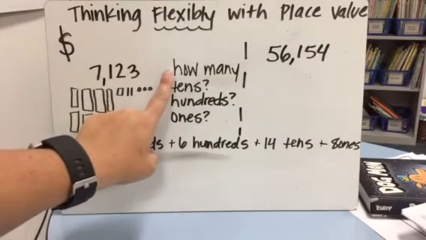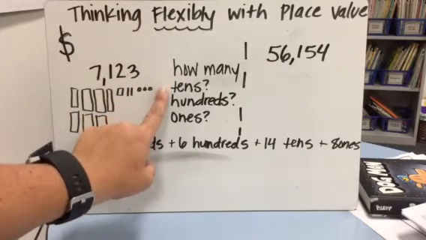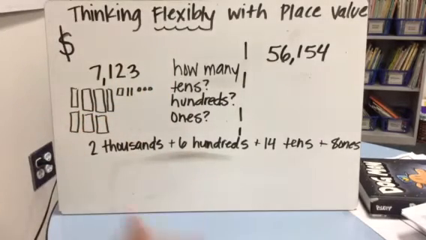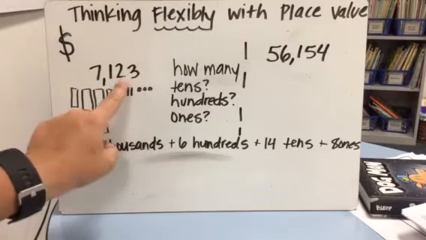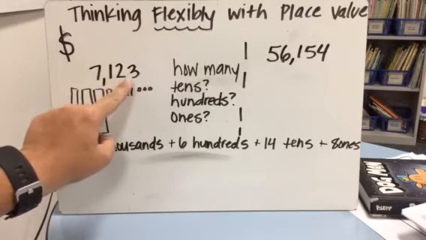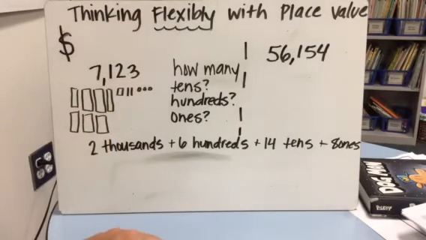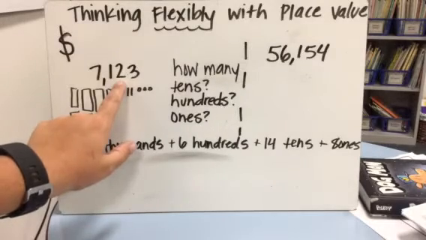So a lot of times someone might be asked in this number, 7,123, how many tens are there? And someone who's not a flexible thinker would say, oh, there's only 2 tens. There are exactly 7,100, 2 tens, and 3 ones. And at first glance, that is true. But what that really means is there are 2 tens in the tens place.